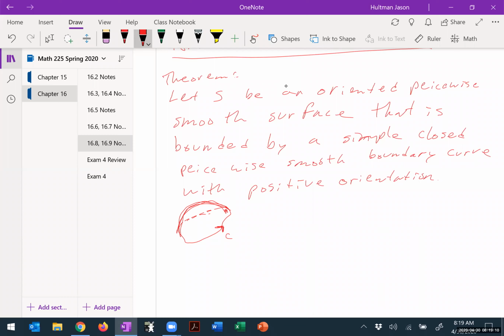Okay, and we have positive orientation for the surface, which means that all of the normal unit vectors coming off of this surface are pointing up. Okay, so all the normal unit vectors off of this surface are pointing upward.